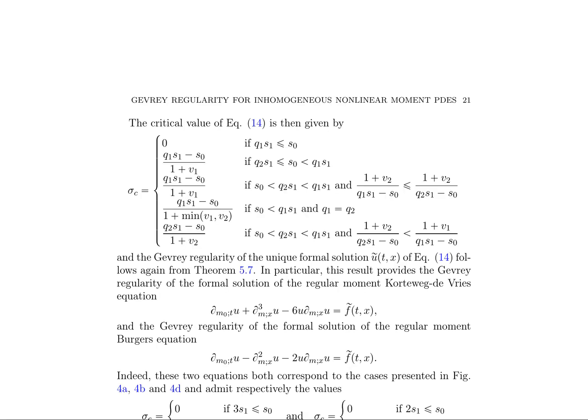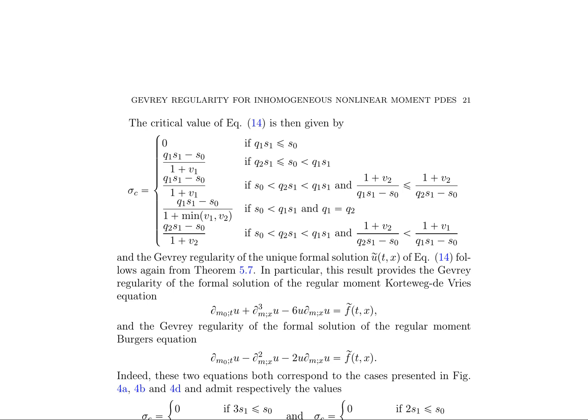This section of the research paper delves into the Gevrey regularity for inhomogeneous nonlinear moment partial differential equations, PDEs. A critical value is identified, which leads to the Gevrey regularity of the unique formal solution. The paper also explores the Gevrey regularity for specific moment Korteweg-de Vries and Burgers equations, providing their respective critical values. The proof of Theorem 5.7, the main result of this section, is presented in 2 parts.